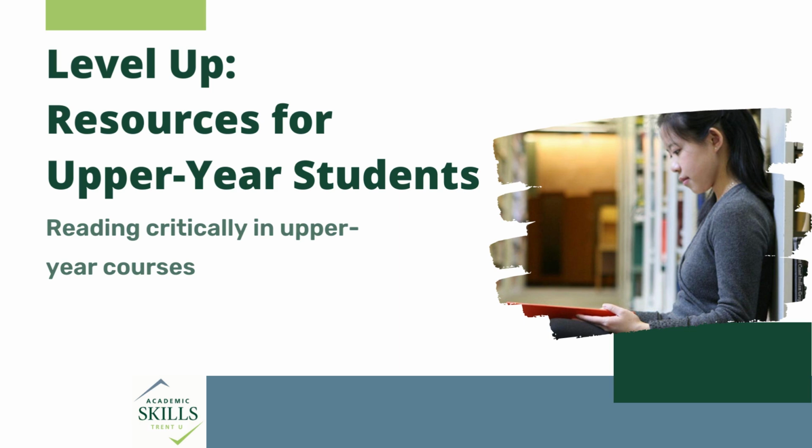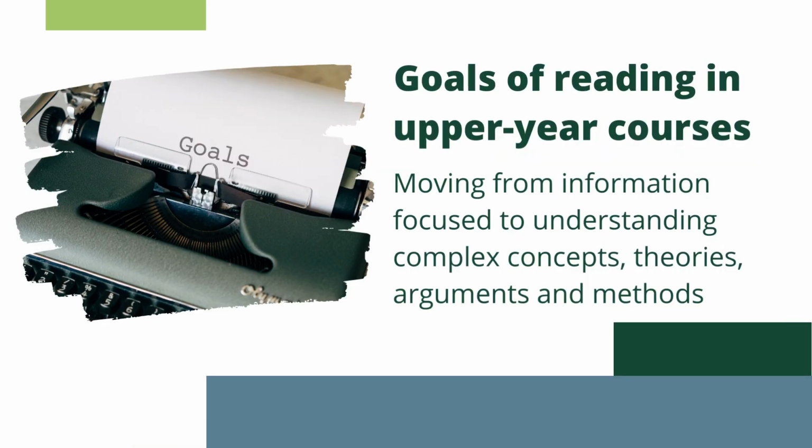In this video, I will discuss reading critically for 3000 and 4000 level courses. The goals of reading in upper year courses begin to move away from an information focus to understanding complex concepts, theories, and methods in your field. You are honing your critical thinking skills and analyzing the way that evidence is used, analyzed, and interpreted in your discipline. The readings inspire you to want to learn more.